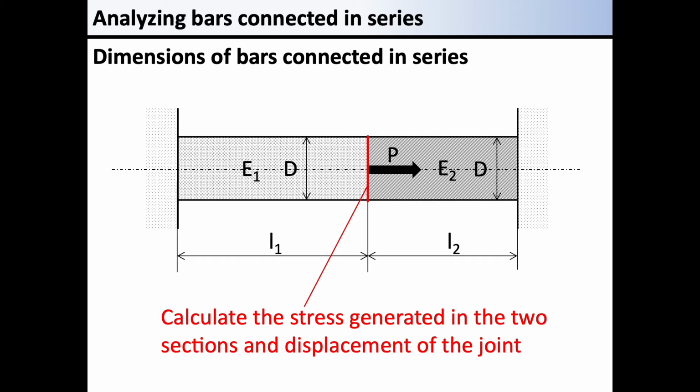This is a typical statically indeterminate problem. The key of this problem is the Young's modulus of the left part is different from that of the right part. There is a similar problem where the diameter of the left section is different from the diameter of the right section. Anyway, in this problem, we are connecting the bars of different Young's modulus and applying a load toward the right direction at the joint part.